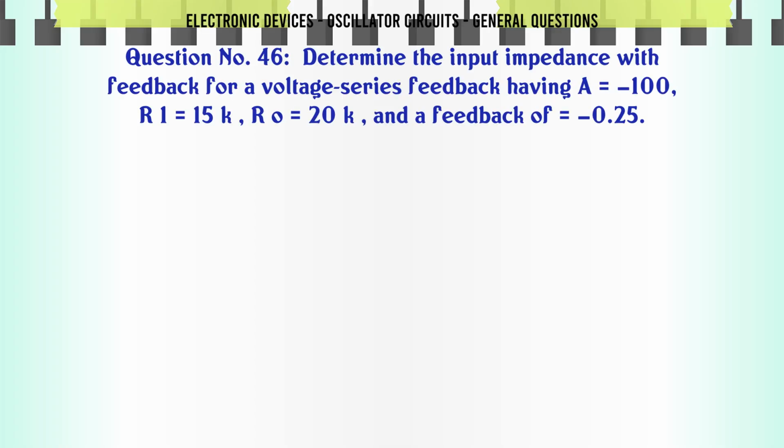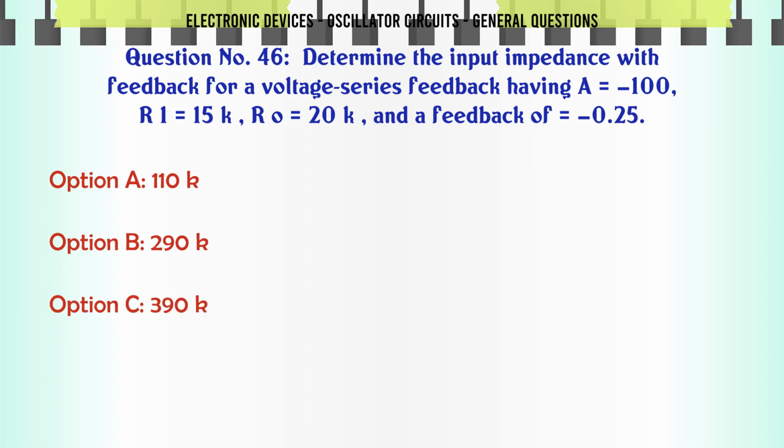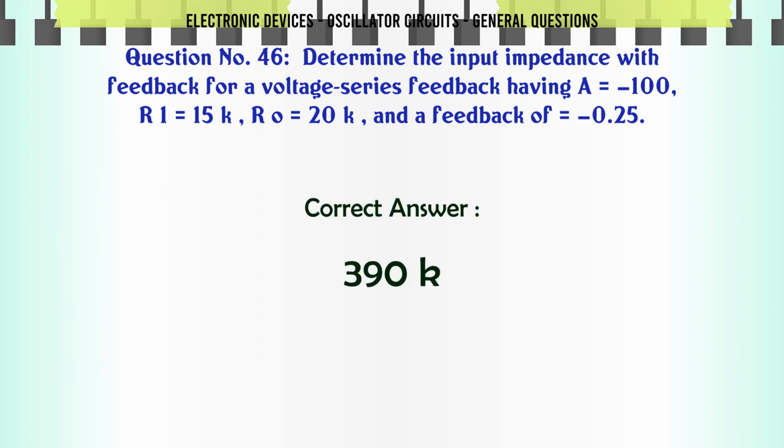Determine the input impedance with feedback for a voltage series feedback having A of 100, R1 of 15K, RO of 20K and a feedback of 0.25. A. 110K. B. 290K. C. 390K. D. 510K. The correct answer is 390K.